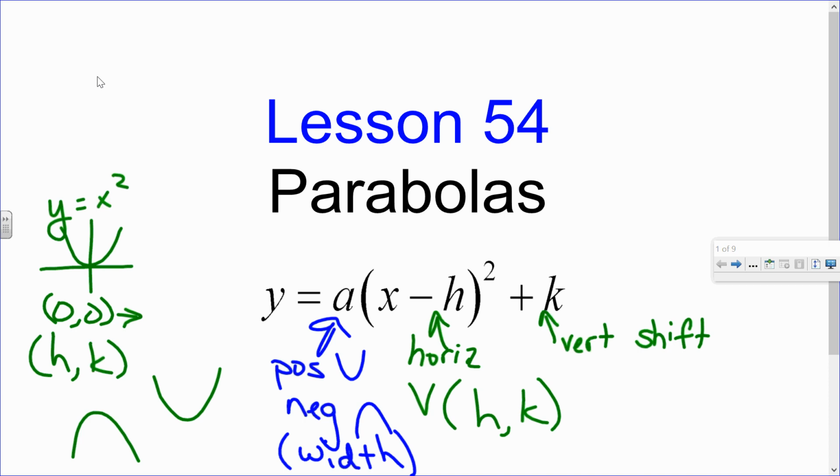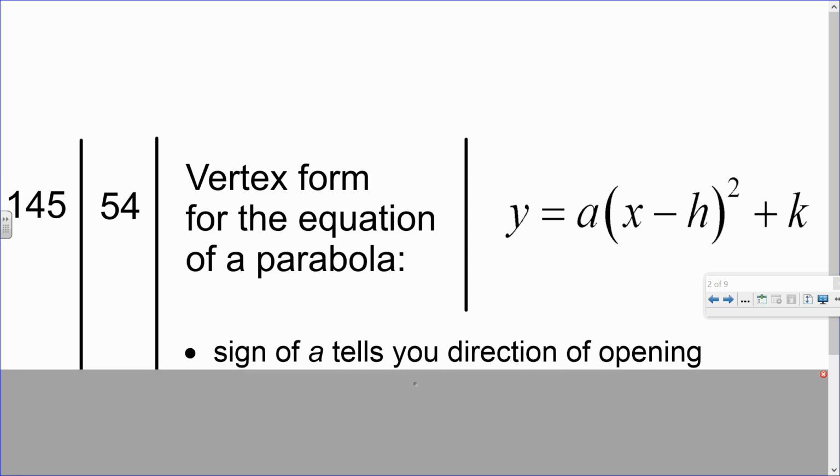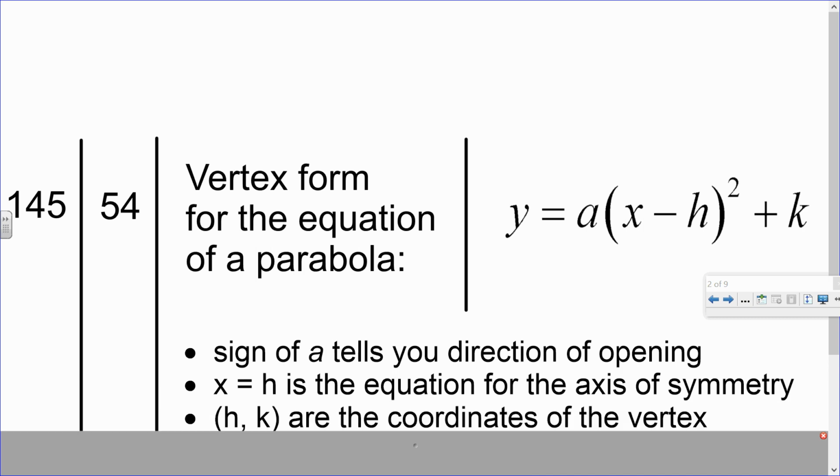So let's start to get some of this down. Let's get this one in our formula list. The vertex form, because we can look at it and say the vertex is HK, is like this. And if A is positive, it opens up, and if A is negative, it opens down. And HK will be the vertex.